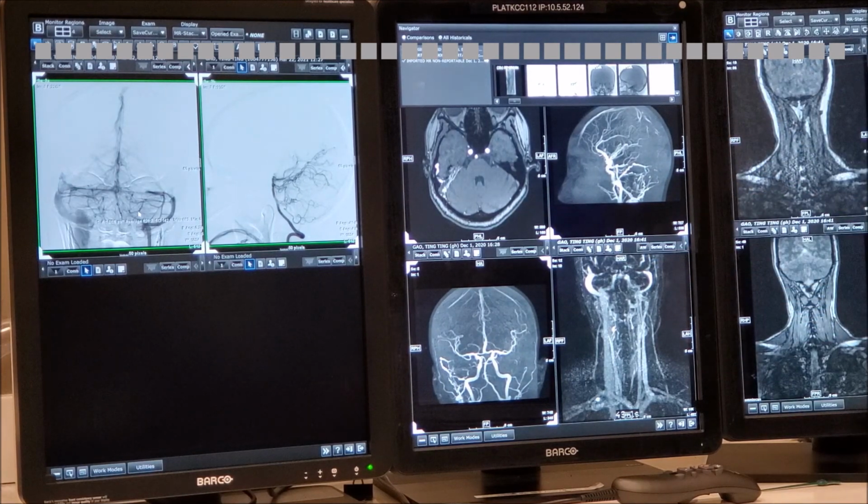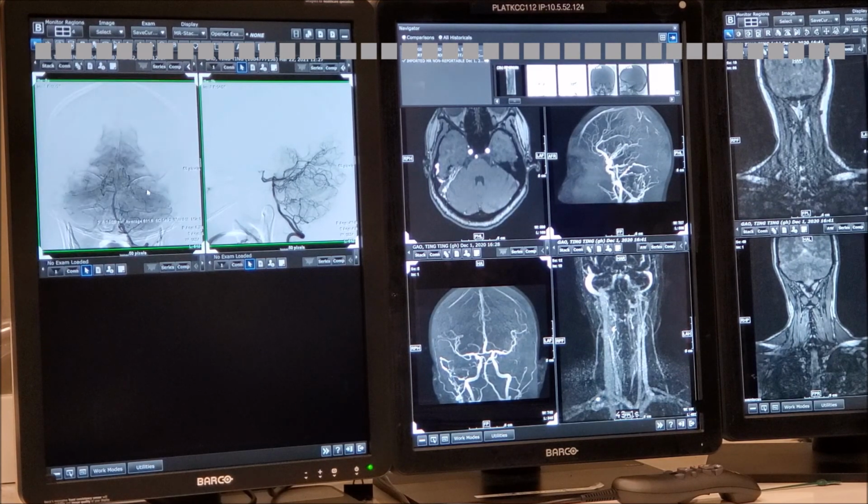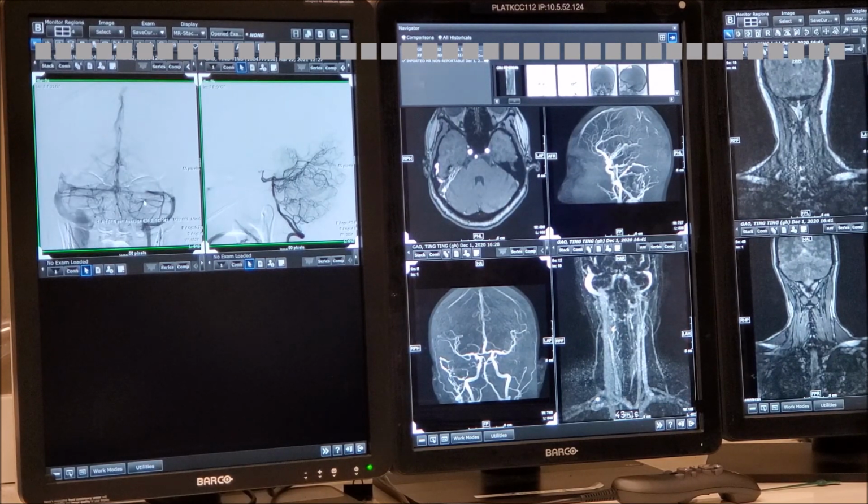It's clear. So what's my protocol? The first injection was the contralateral. The lesion is on the right, so the left vertebral. It's not my favorite, but it's okay. So what am I going to use this injection for? I see no supply whatsoever to the fistula. There is reflux to the opposite side, right? So we're going to wait for that, but we're going to use it to look at the venous system.